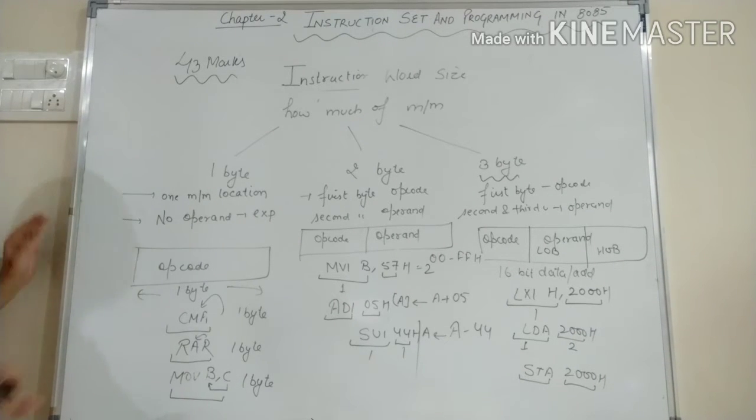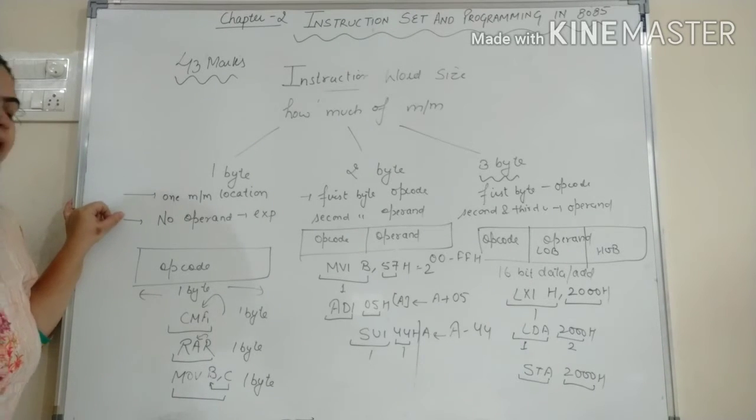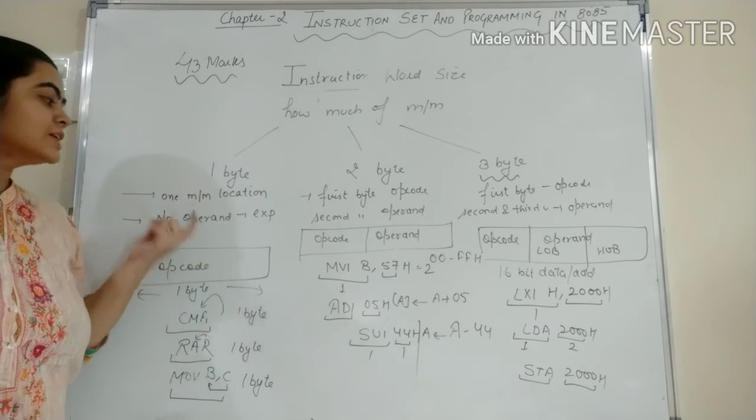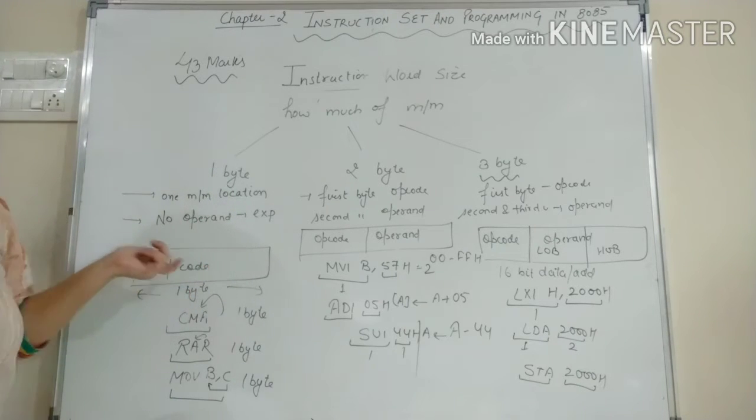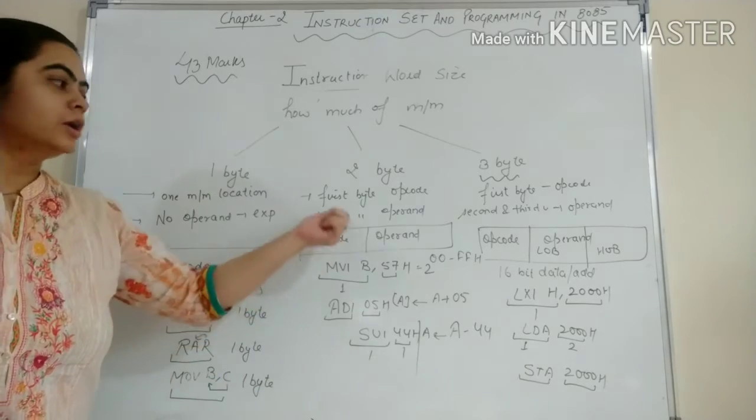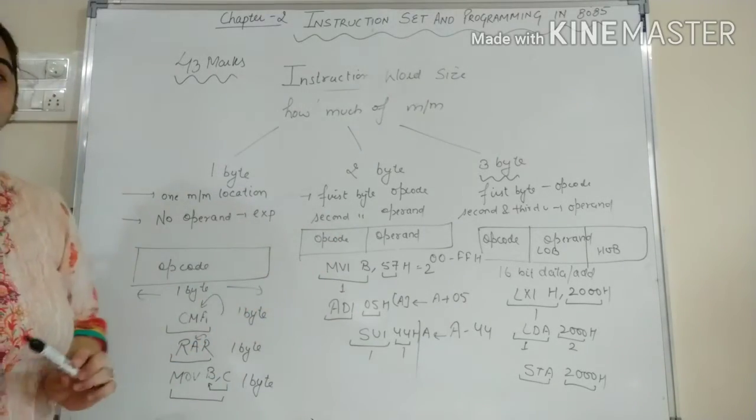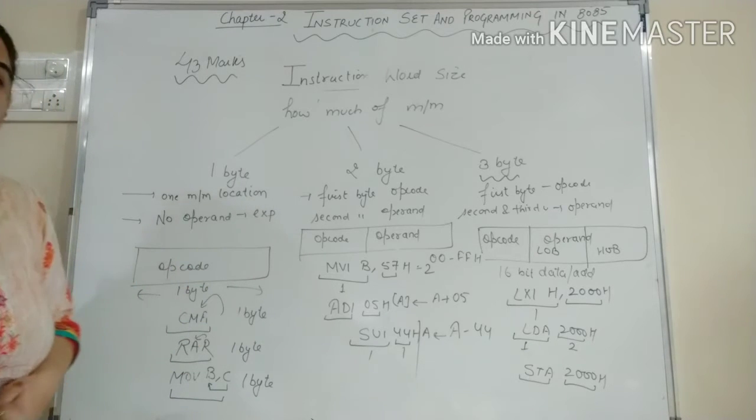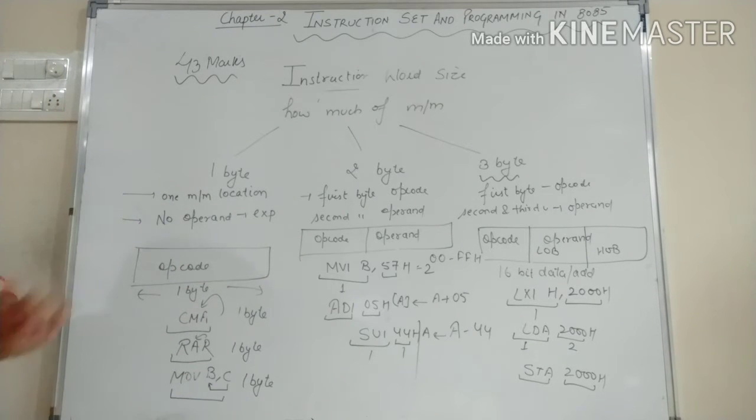In short, I will tell you again. In case of a 1-byte instruction, no 8-bit data, 16-bit data or address is specified in the instruction explicitly. Only one memory location is used by both the opcode as well as the operand. In case of a 2-byte instruction, only 8-bit data is specified explicitly. So 1 byte is occupied by the 8-bit data and 1 byte is used by the opcode. Next is the 3-byte instruction, where always a 16-bit address or 16-bit data is specified. So 16-bit data occupies 2 bytes of memory and the opcode occupies 1 byte of memory.